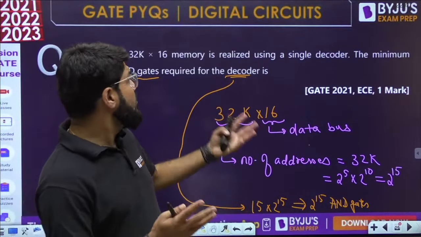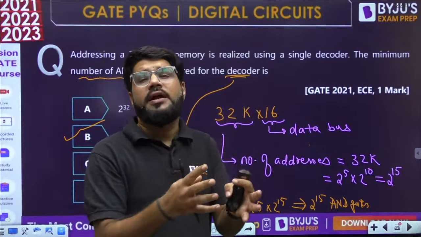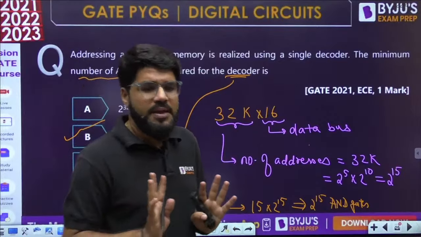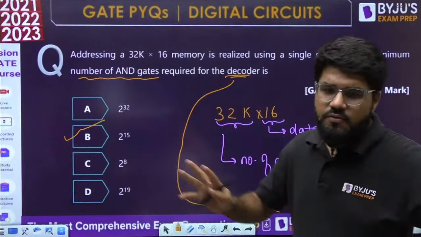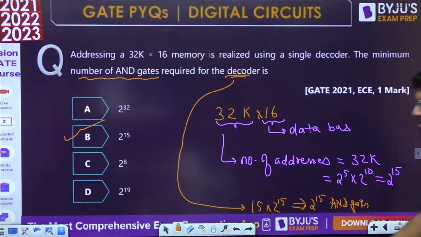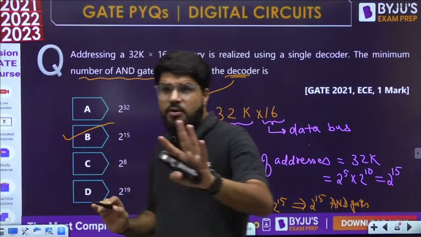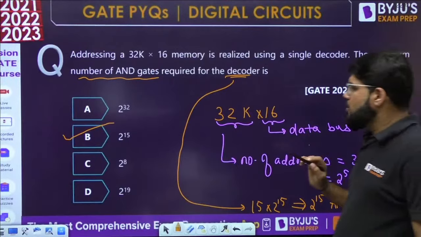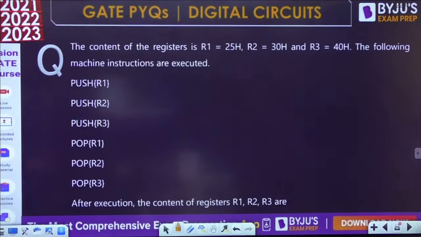So that is why they told minimum number of AND gates. The minimum will be when you have a 15 input AND gate. If you take 2 input AND gates, it will be many AND gates. So when I am asking minimum number of AND gates, I have to assume that an AND gate can be of any capacity, accommodating any input lines. So the answer is option B only, 2 power 15. A fundamental question on the size of the memory. Option B is the correct option.